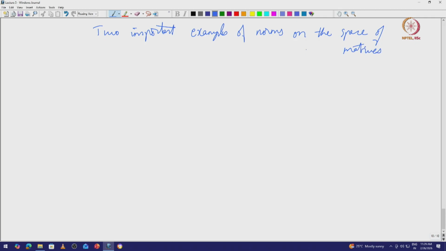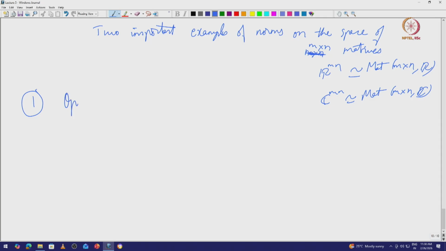Let's say square matrices, although that's not strictly essential. You can take even m by n matrices. In fact, even m by n matrices form a vector space, over R or C. This is the same as R^(m×n), and this is the same as C^(m×n). So the first such example is the so-called operator norm.